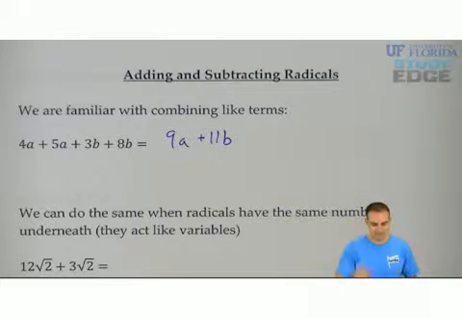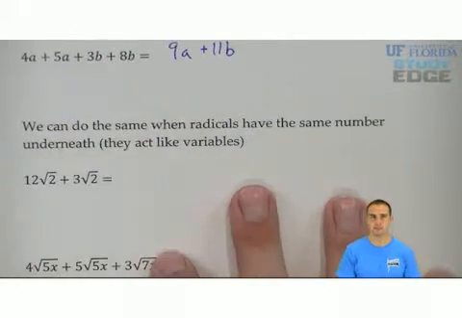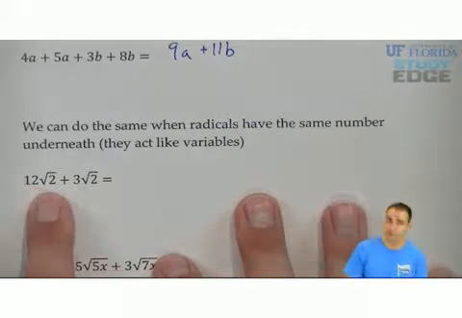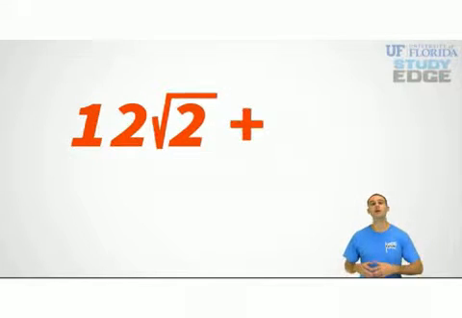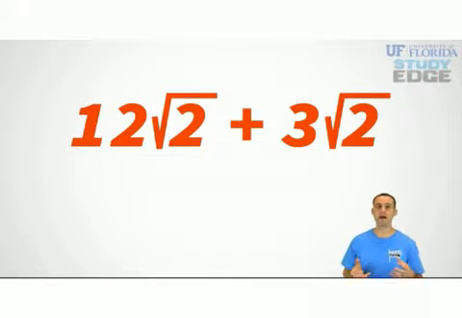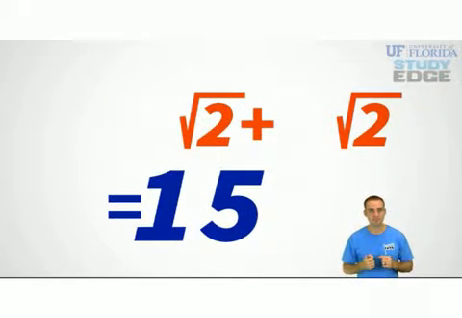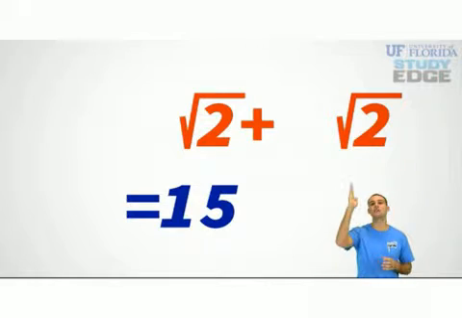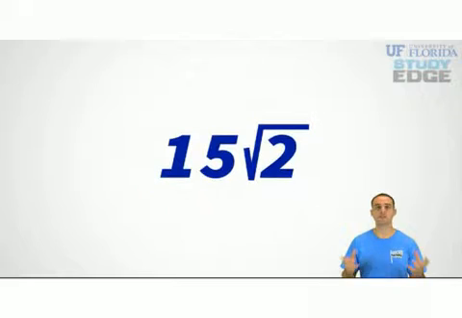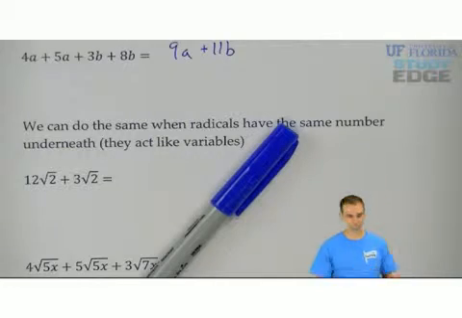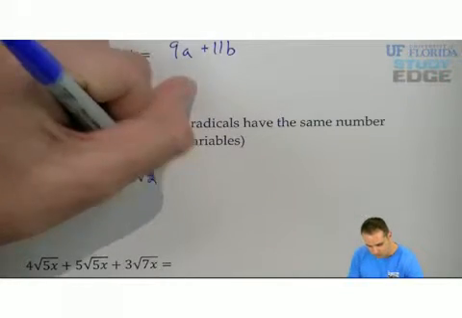And we can do the same thing when radicals have the same number underneath. They act just like the variables. So in this case, we have 12 square roots of 2 plus 3 square roots of 2. We're combining like terms. 12 plus 3 will give you 15, and then you take the square root of 2 and you just bring it down. And the final answer would be 15 square root of 2. And that's all you're going to be doing here. 12 root 2 plus 3 root 2 is 15 root 2.